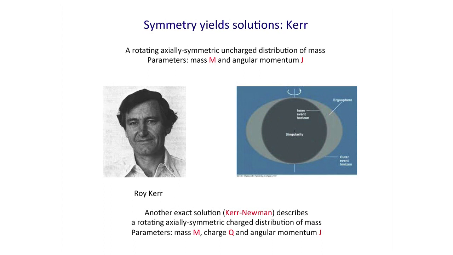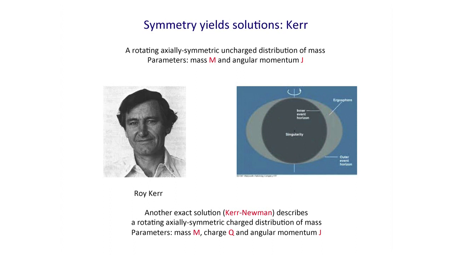Just notice that there is another solution, so you can say, why not add charge to that? And indeed, the solution was found, so you can have a rotating, axially symmetric, charged distribution of mass, and the parameters which completely describe this black hole would be mass, charge, and the angular momentum J.